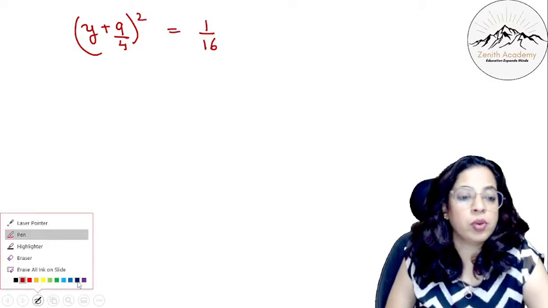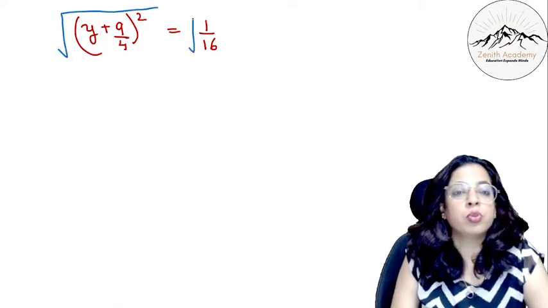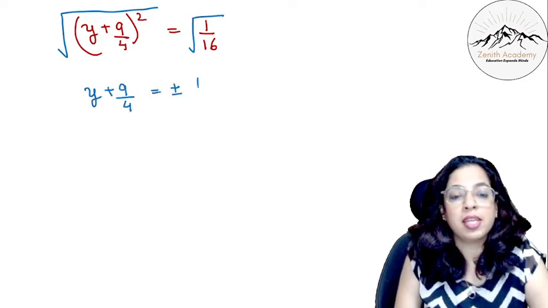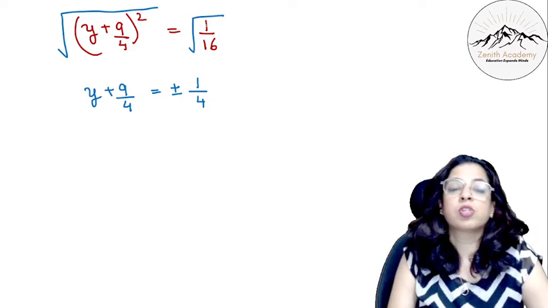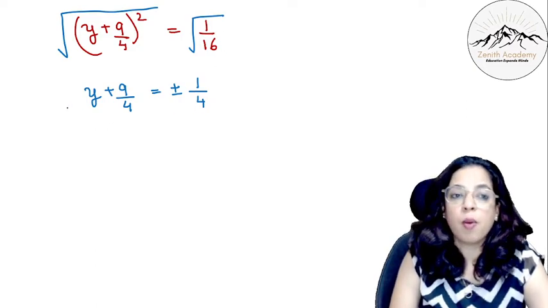Now take the square root on both the sides. So taking square roots on both the sides, you will get y plus 9 by 4 is equal to plus minus 1 by 4. Because square root of 1 is 1, square root of 16 is plus minus 4.